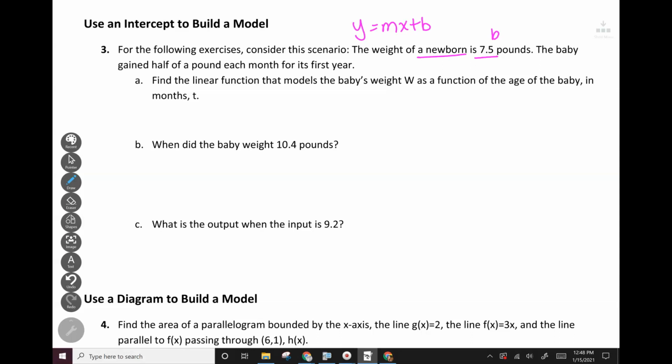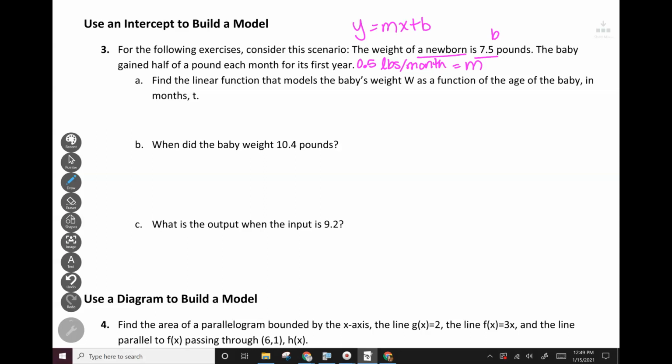The baby gained half a pound each month for its first year, gaining half a pound per month. So that will be the rate of change or the slope. 0.5 pounds per month is the rate of change. So that is m. So they gave us m and b in this scenario. Okay, let's see what a says.